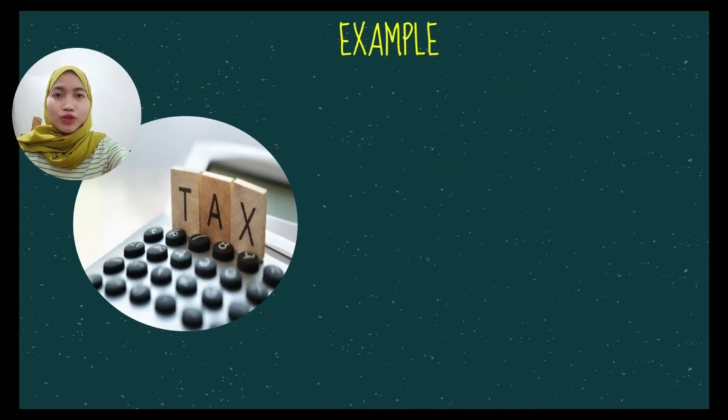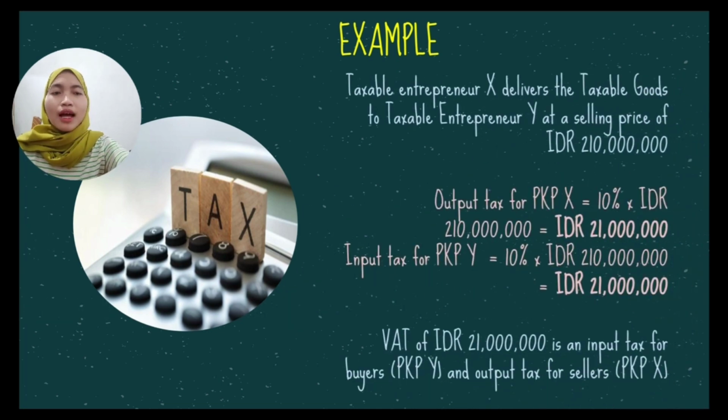Here, the example to calculate input tax. Taxable entrepreneur X delivers the taxable goods to taxable entrepreneur Y at the selling price of 210 million rupiah. Output tax for PKP X, 10% multiplied by 210 million, and the result is 21 million. Input tax for PKP Y, 10% multiplied by 210 million, and the result is 21 million.